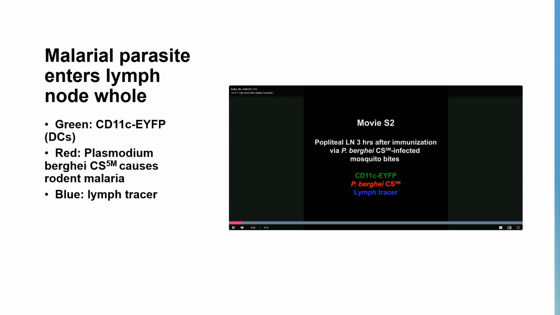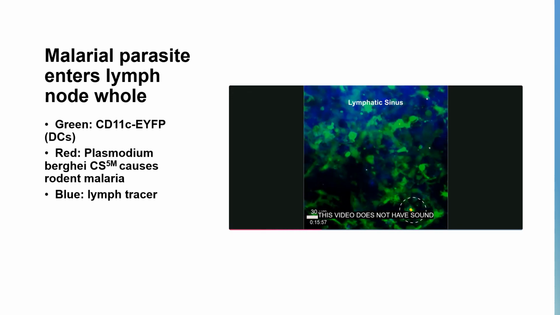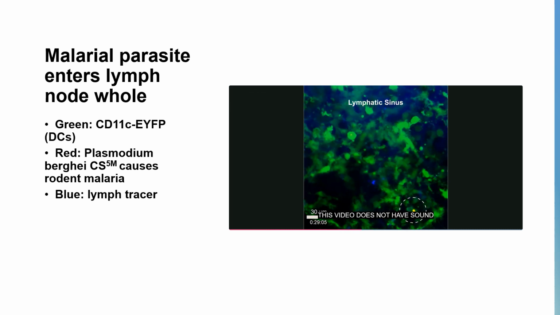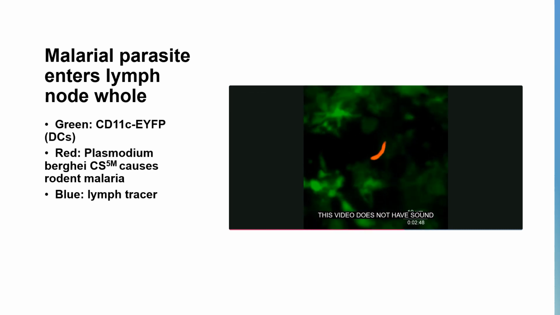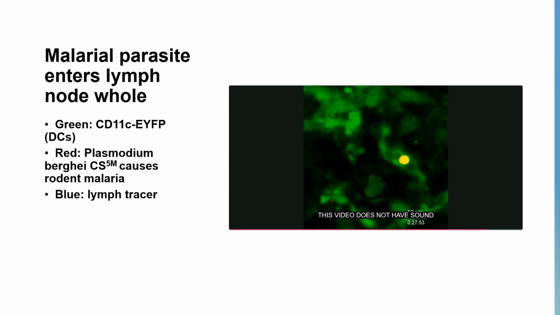This is isolated from the popliteal lymph nodes 3 hours after immunization. So it's not an immediate reaction. It takes a little while for the sporozoites and for the whole pathogen to actually get into the lymph nodes, but this shows that it does get there. So they've actually got the little parasite highlighted in that little circular inset, and then they zoomed in on that so that we can actually see it.